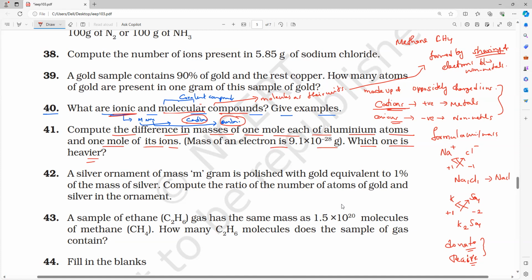Okay, so let us start now. Compute the difference in masses of 1 mole of aluminum atoms and aluminum ions. Can you tell me what the aluminum ion is? What is the valency of the aluminum ion? One aluminum atom can lose 3 electrons, so that it will form Al3+.